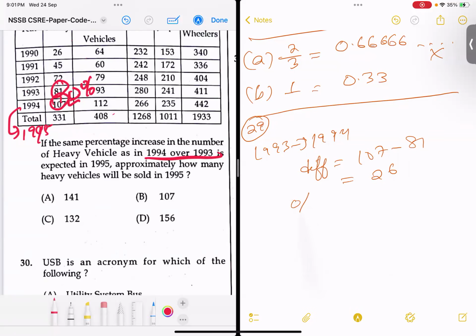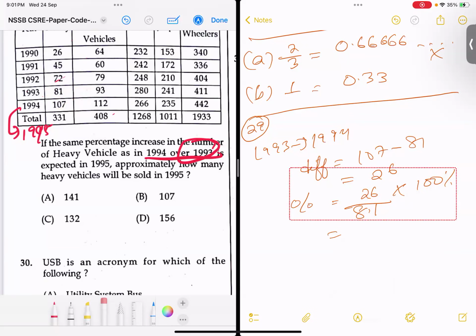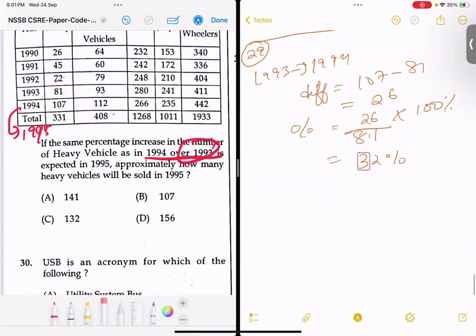Now percentage will be how much? It should be, difference is how much? 26 divided by, since it is measured with respect to 1993, so we'll take the lower value, 81, right, into 100%, right? So this will be equal to 32%, okay?